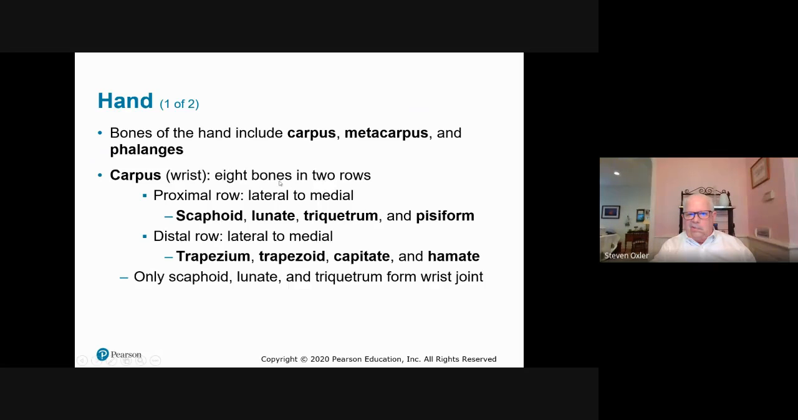8 bones. You don't have to know the names of the bones because you're not in medical school or nursing school yet. But if you go to nursing school and medical school, you have to know these bones. Okay? The scaphoid, the lunate, the triquetrum, the pisiform, the trapezium, the trapezoid, the capitate, and the hamate. I'm not going to ask you questions on individual bones. Know that the carpus has 8 bones, and there are 2 rows of them, a proximal row and a distal row.